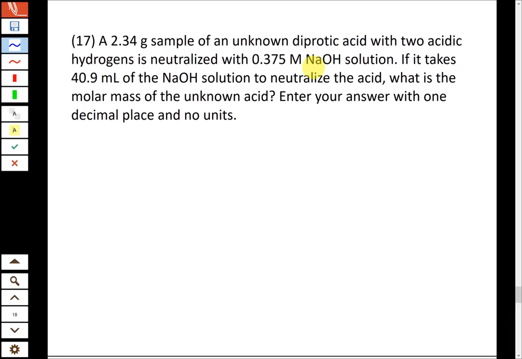So we have a 2.34 gram sample of an unknown diprotic acid with 2 acidic hydrogens. So when we say that it has 2 acidic hydrogens, that means the general formula would be H2X. It's an acid with 2 hydrogens in the formula. When we say that it's diprotic, which means 2 acidic hydrogens, both of those tell us that. And it's neutralized with 0.375 molar NaOH. If it takes 40.9 milliliters of the solution to neutralize the acid, what is the molar mass of the unknown acid?